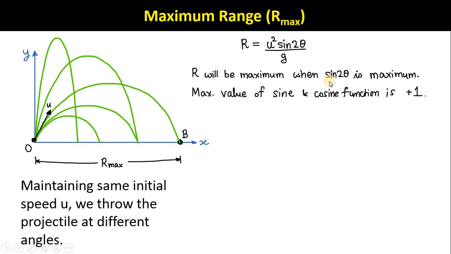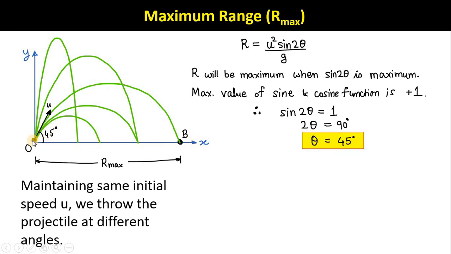So what is the maximum value of sine 2 theta? Let's see. According to trigonometry, the maximum value of any sine or cosine function is plus 1. Whatever the function, sine and cos function always have a maximum value of plus 1 only. Therefore, sine 2 theta should be made equal to 1. But we also know that sine 90 degree is equal to 1. Therefore, this angle 2 theta should be 90 degree. Therefore, the angle theta is 45 degrees. So here is the answer.